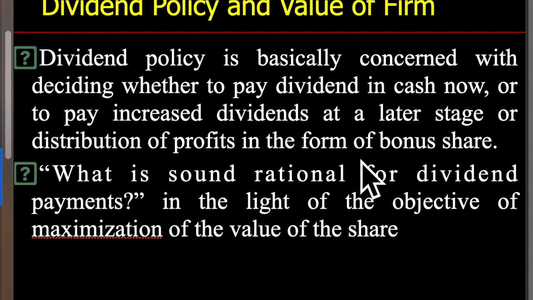So dividend policy and value of firm. The policy is basically concerned with deciding whether to pay dividend in cash now or pay increased dividend at a later stage, or distribution of profit in the form of bonus shares. Should we pay the cash out right now, or should we retain this cash and accumulate this dividend for a long period of time, then pay a huge amount of dividend out, either by cash or by shares?